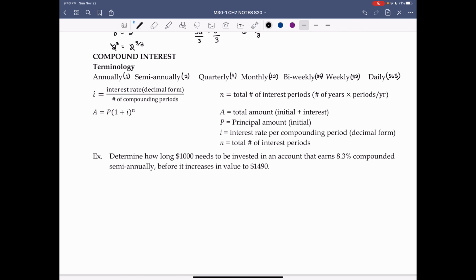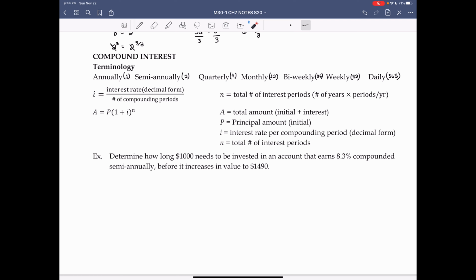The formula that we will use for these types of questions is A equals P times (1 plus i) to the power of n, where n is the total number of interest periods. This is the number of years times the periods per year. So number of years times whichever one of these numbers fits for the question. A is the total amount, which is the initial or the principal plus the interest.